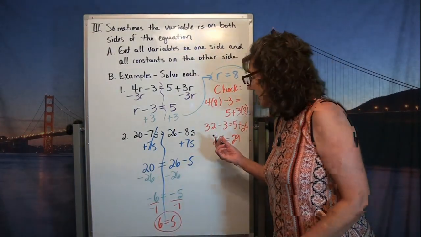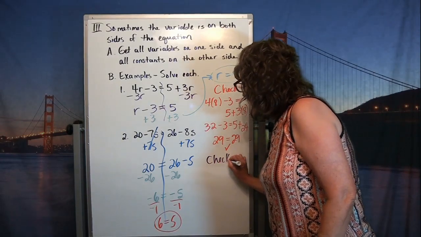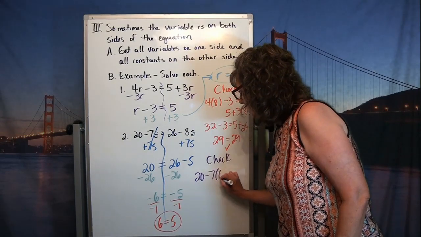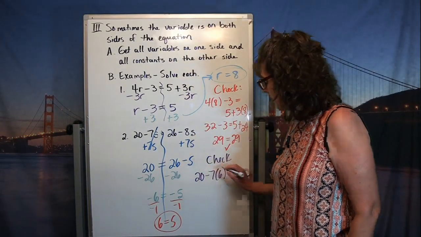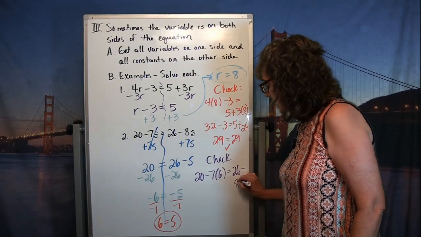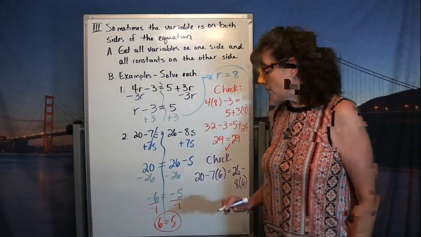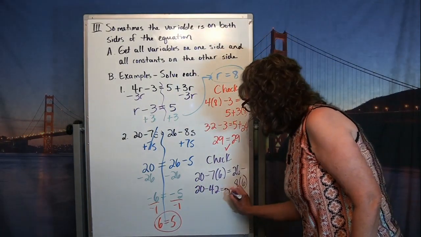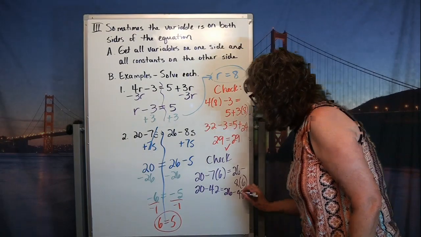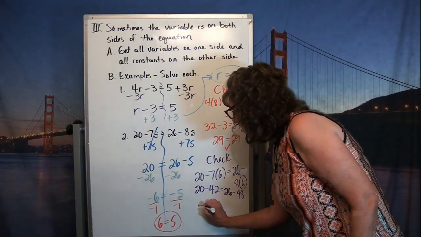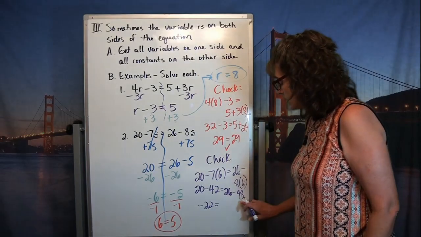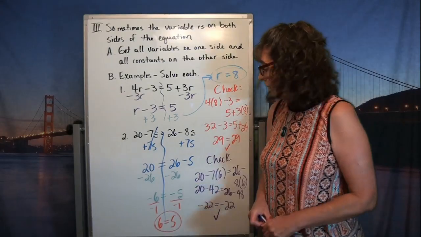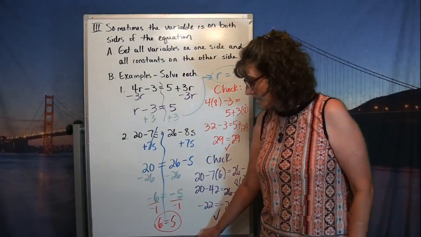And just like before, we can check this to make sure that it's right. So we're going to take that 6, we're going to plug it right here where this S is. 20 minus 7 times 6. And we're going to plug it right here where this S is. 26 minus 8 times 6. So 7 times 6 is 42, so I have 20 minus 42. And on this side, 8 times 6 is 48. And so now 20 minus 42 is a negative 22. And on this side, 26 minus 48 is another negative 22. Once again, we created truth. So that tells me, yes, that is the correct answer.